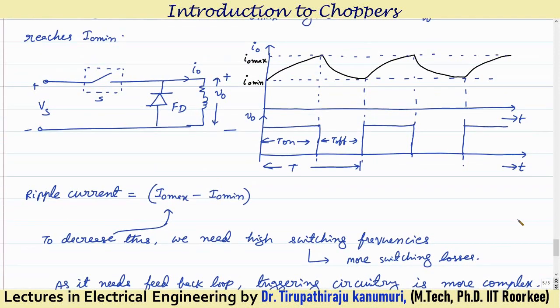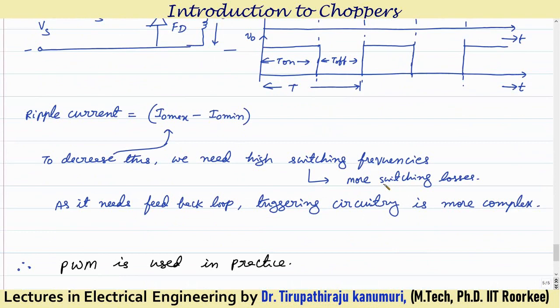And the second one: as the current is varying, we can represent it by a term called ripple current. Ripple current is the difference between the maximum current and the minimum current. Practically, I want the ripple in the output current to be as minimum as possible. If you want to decrease this ripple current, the turn on and turn off time will be very small, so frequently we have to turn on and turn off. In other words, to decrease the ripple current we need high switching frequencies. When you need high frequencies, every time during switching there will be switching losses. So more switching losses will be there. That is another disadvantage.